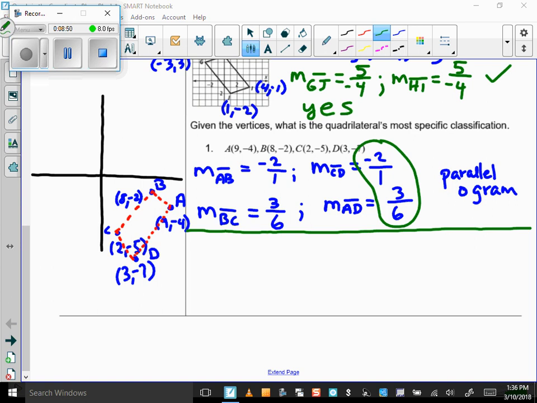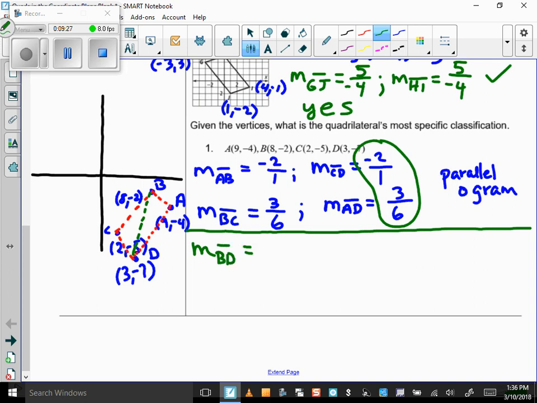I want to check the diagonals, right? Let me check the diagonals and see if they're perpendicular. Because if they're perpendicular, then it's a square, right? And then if I found out that it's a square, then I got to check to see if all the sides are congruent, because it might be a rhombus. So let's check the diagonals and find the slope of the diagonals. So let's find the slope of, let's see, BD.